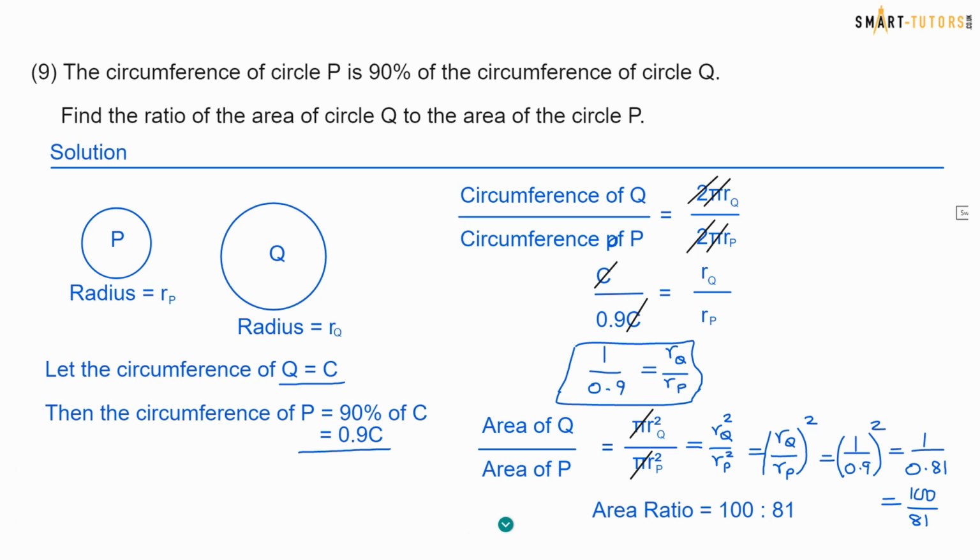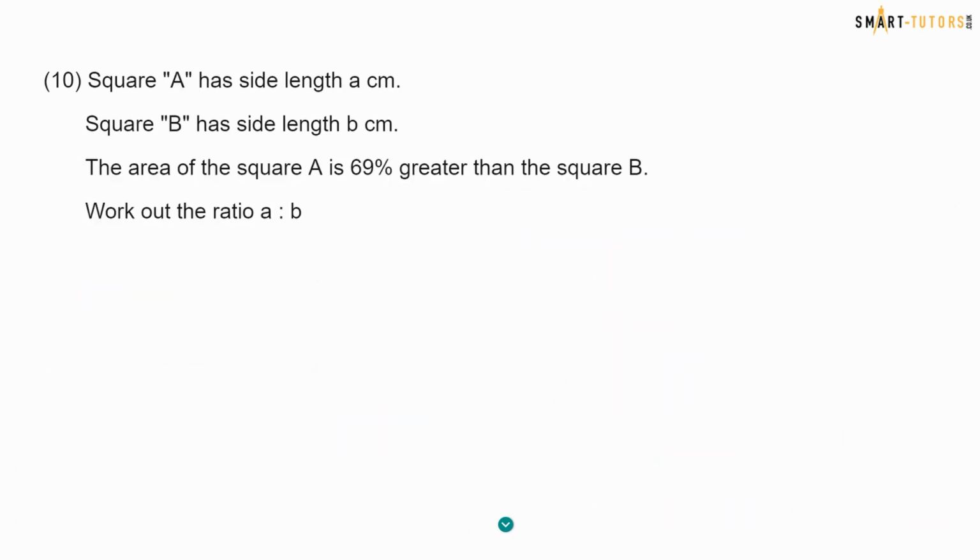So let's go to the last question, which is our 10th question. Square A has side length A centimeters. Square B has side length B centimeters. The area of square A is 69% greater than square B. Work out the ratio of A to B. As I said earlier, there are lots of ratio questions you need to make sure you are familiar with. This is another tricky question. Pause the video and try to do it on your own, and I'll show you the solution.